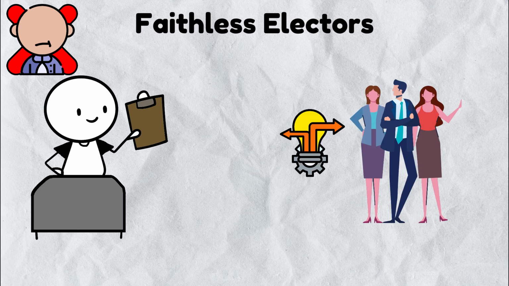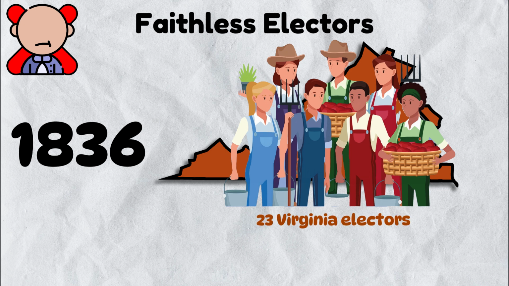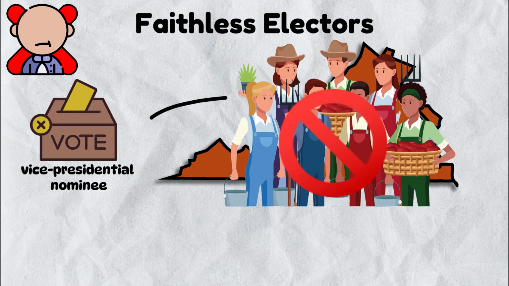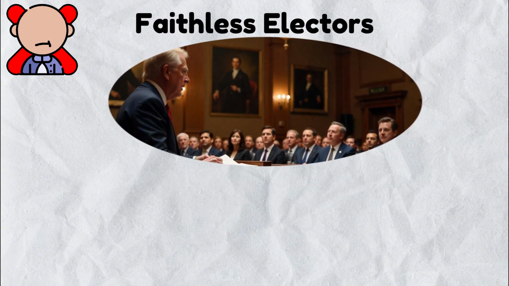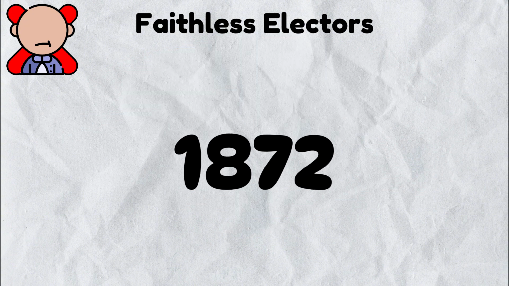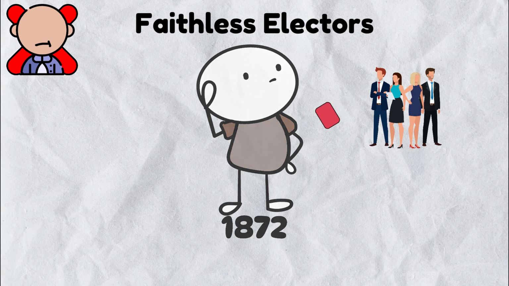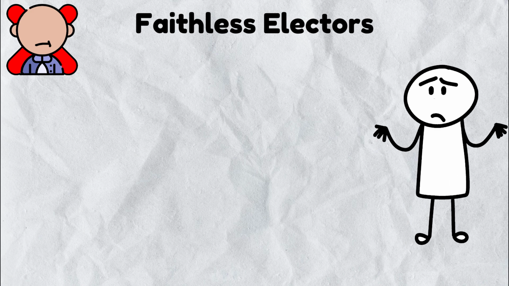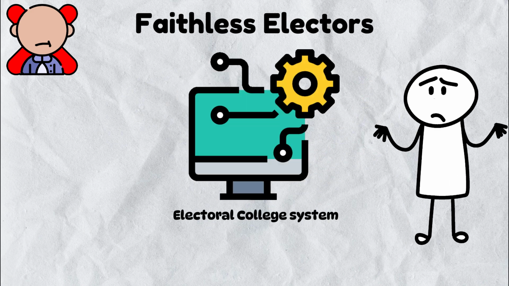Historically, faithless electors have played roles in unusual scenarios. In the 1836 election, all 23 Virginia electors abstained from voting for the vice presidential nominee, resulting in the Senate deciding the outcome. The 1872 election saw 63 electors voting for candidates other than the deceased Horace Greeley, demonstrating the potential for unexpected situations within the Electoral College system.